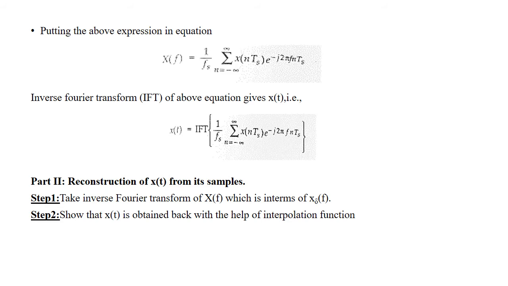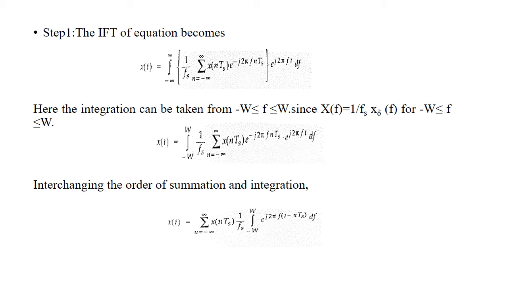Here we have two steps. Step 1 is taking the inverse Fourier transform of X(f), which is in terms of X_δ(f), and step 2 is to show that x(t) is obtained back with the help of the interpolation function. Step 1: taking the inverse Fourier transform of the equation.